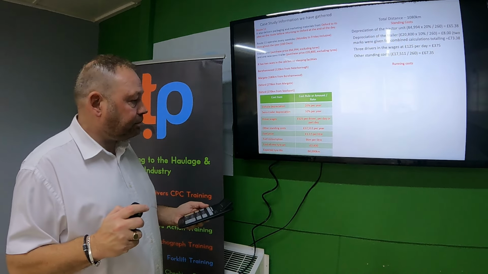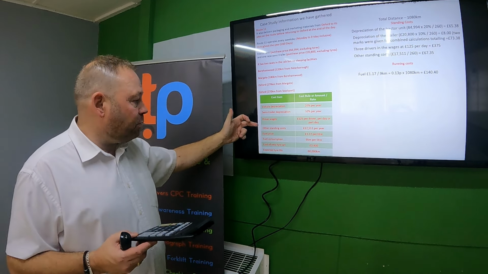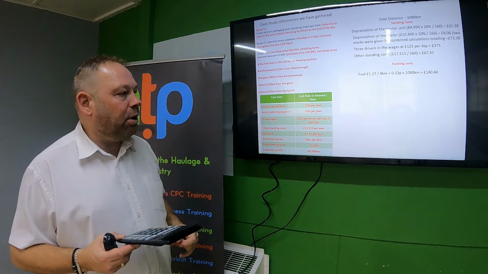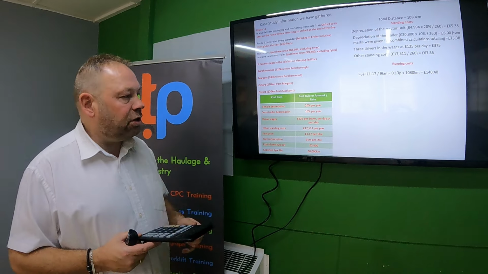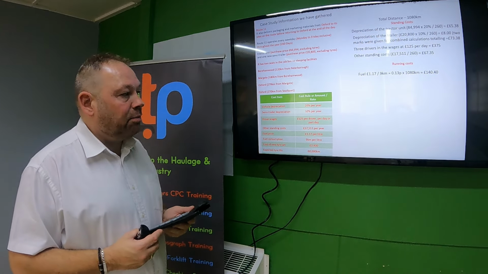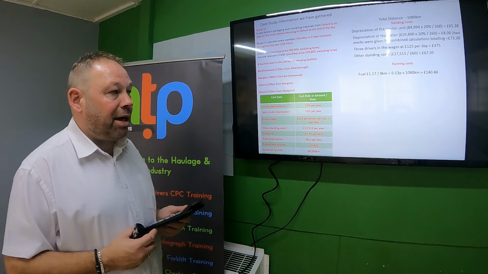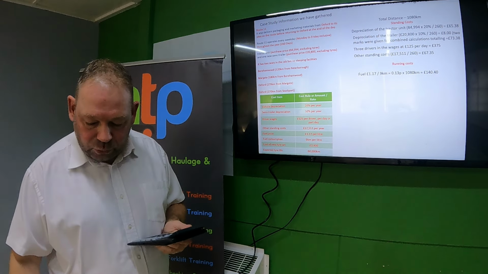Running costs. Again, we'll take them in order, so as we don't forget anything. We've done standing costs. Fuel price, £1.17 per litre. Now, divide that by the fuel consumption, the 9 kilometres, gives us 13 pence per kilometre. Multiply that by the total distance of 1,080 kilometres, gives us £140.40.